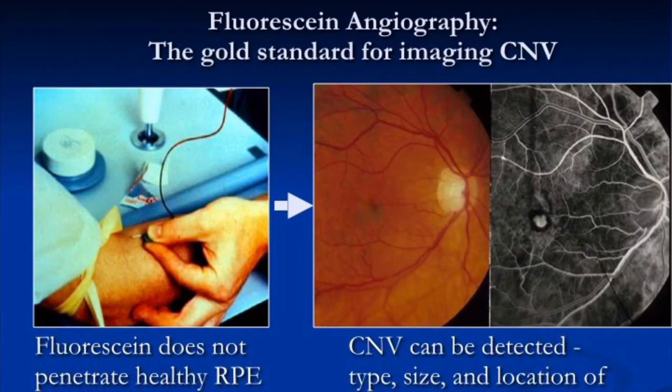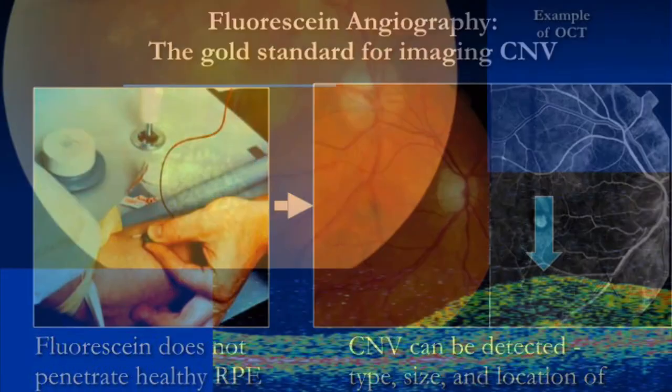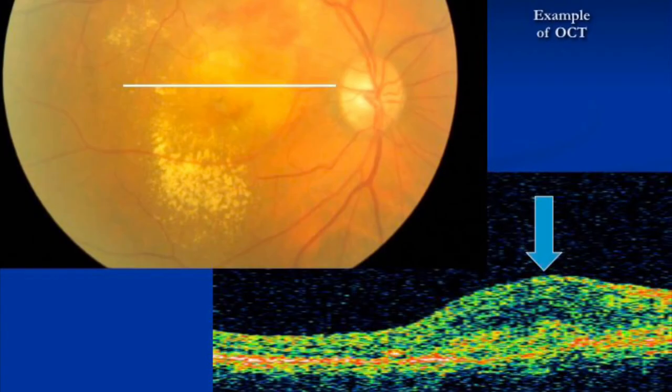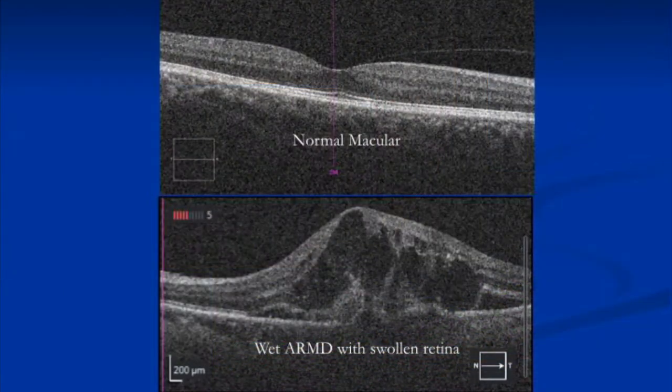If your eye doctor suspects that you have wet ARMD, he or she would order a test called an angiogram, or more commonly, an optical coherence tomography, or OCT, scan. The angiogram is the gold standard way of diagnosing the abnormal blood vessels present in the wet form of ARMD, whereas the OCT gives us a quick way of determining whether your retina is swollen or there's abnormal anatomy in the macular region, which is quite characteristic of the wet form of ARMD.